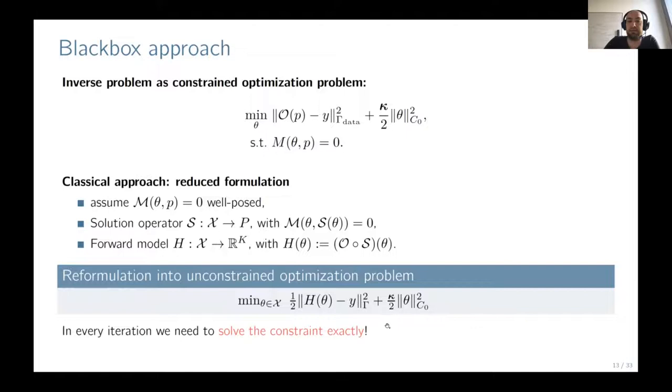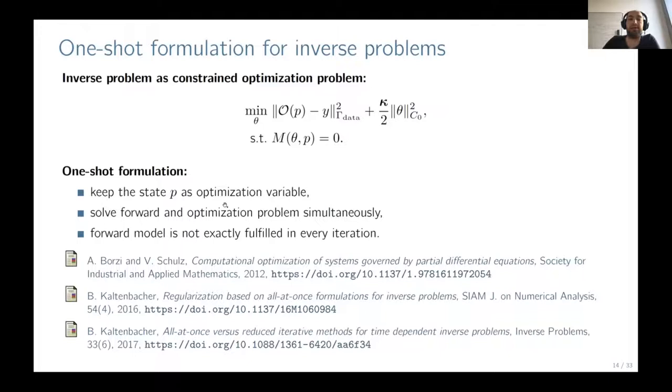And in a one-shot formulation, we now keep the state P, so the PDE solution, in some sense as an optimization variable. So we don't need to solve the PDE exactly, but we have an additional optimization variable inside. And in the whole optimization process, we now solve the inverse problem in the sense that we solve the optimization problem with respect to the parameter and the PDE solution at once. And it turns out that the model is then, of course, not solved or fulfilled exactly if we have this penalty term. So let's go to the next slide.